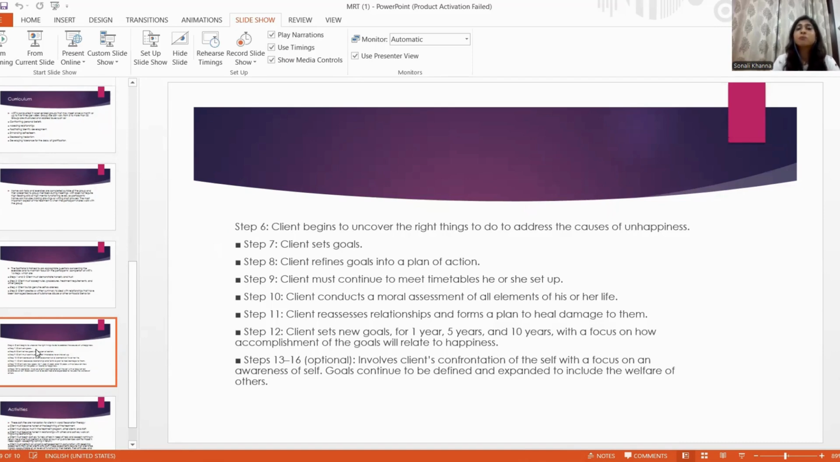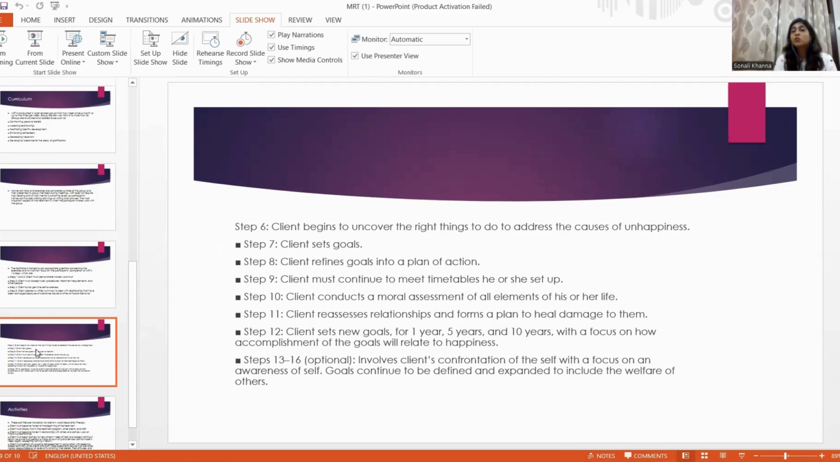Step 6, the client begins to uncover the right things to do to address the cause of unhappiness. Now we tell them, these are the things that make you unhappy. What are the causes of your unhappiness? Start thinking about it. What made you unhappy? Why is your relationship with that person so damaged? What has happened? What has that person done to you?